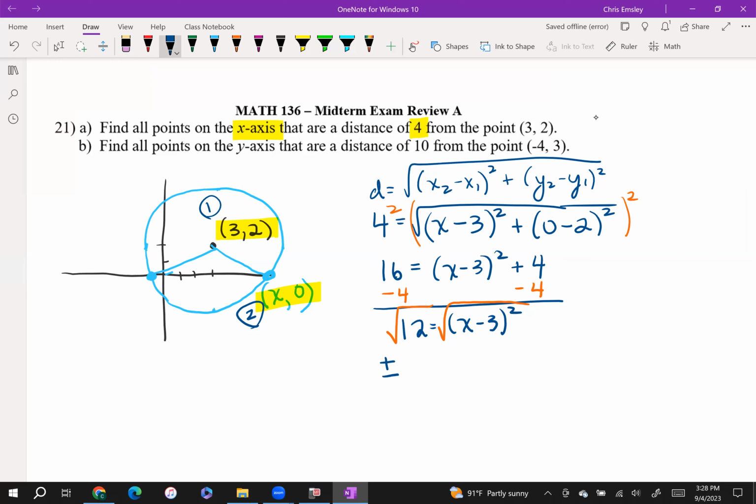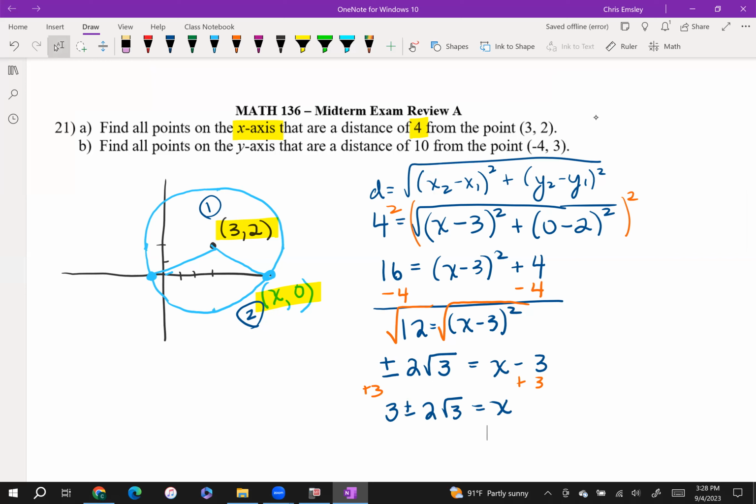And the square root of 12 can be simplified. That's 2 square root of 3. And that is equal to x minus 3. Add 3 to both sides. And there we solved it. 3 plus or minus 2 times the square root of 3. That is our x value.